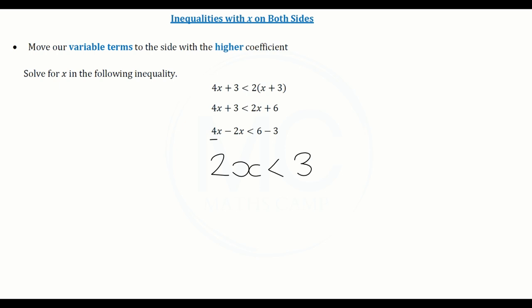Now to get x by itself, let's divide both sides by 2. So we say over 2 and over 2. On the left, the 2's cancel, and we're left with x. On the right, we have a fraction 3 over 2. This cannot be simplified further, so we just say x is smaller than 3 over 2. Let's do another one.